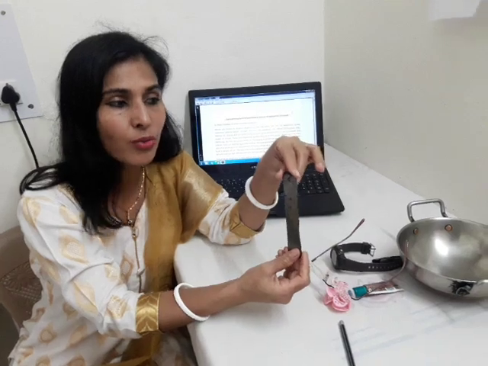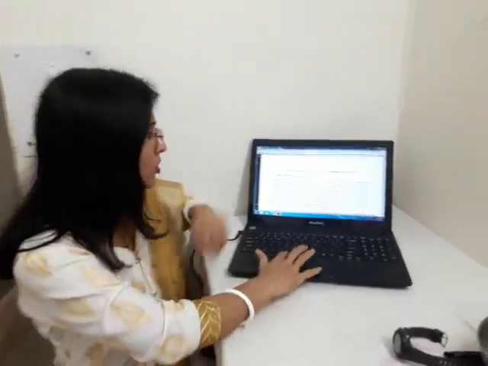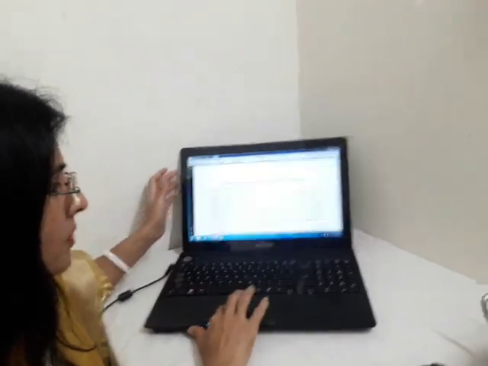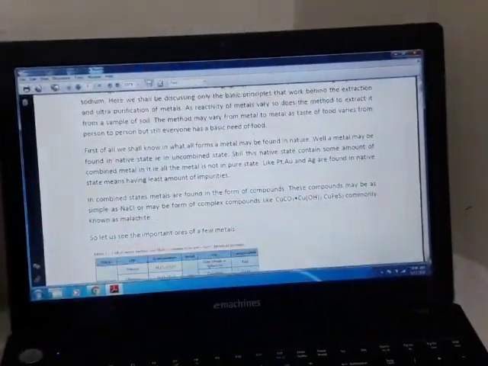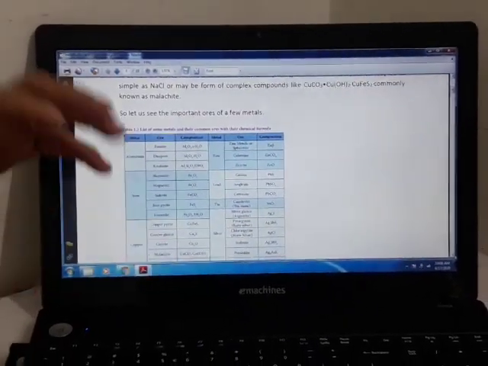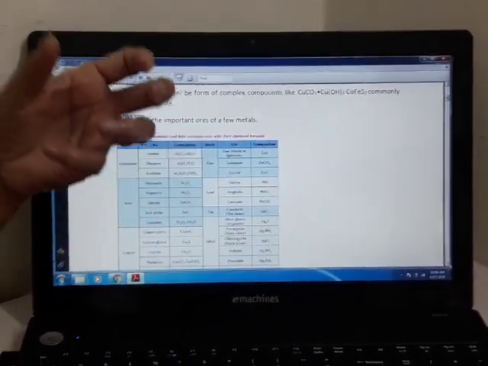So the very first thing, if we need to extract these elements from nature, is in what form these elements are found in nature. So children, if we take any piece of soil from nature, we call it a mineral. So what is a mineral actually? A mineral is any sample of soil having metal in it.